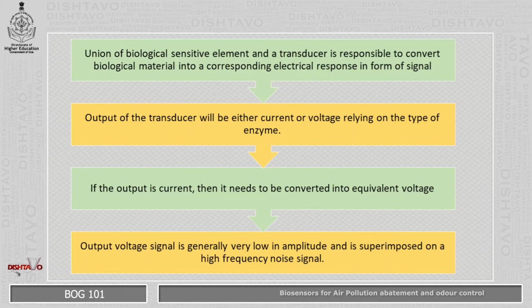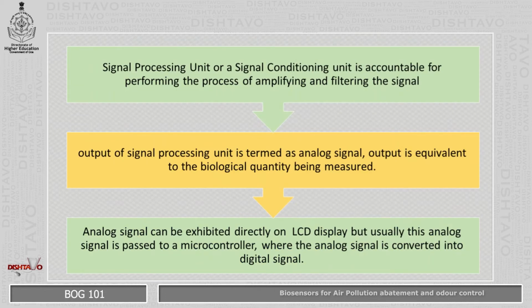Output voltage signal is generally very low in amplitude and is superimposed on high frequency noise signal. So the signal processing unit or signal conditioning unit is accountable for amplifying and filtering the signal. The output of the signal processing unit is termed an analog signal, equivalent to the biological quantity being measured. Here the analog signal can be exhibited directly on the LCD display, but usually this analog signal is passed to a microcontroller where the analog signal is converted into a digital signal.